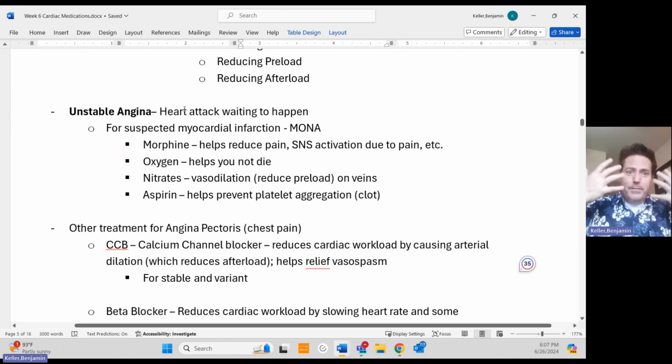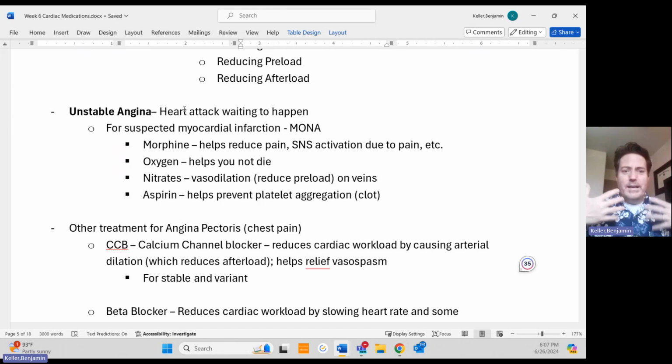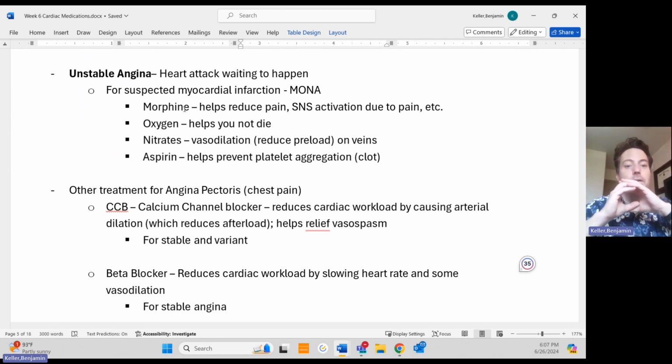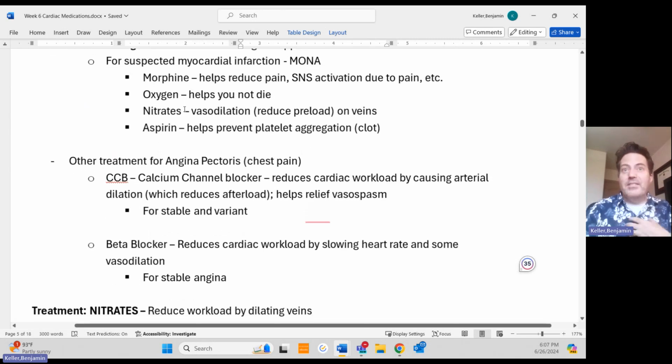Oxygen helps you not die because you're not getting a lot of blood oxygenation to the heart. If we can start hyperoxygenating someone, whatever blood we can get to their heart muscles, on the other side of that clot, we can give them better quality blood, if that makes sense, more oxygen. Nitrates cause vasodilation again, and they reduce preload on the veins, but they also work on the coronary arteries. It's kind of the neat place where nitrates work the best, which is why people take nitroglycerin under the tongue, and it goes immediately into their bloodstream. And then aspirin, which helps to prevent platelet aggregation or clots.